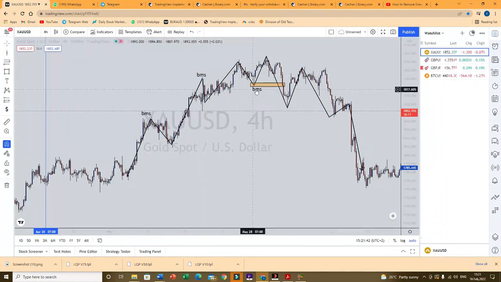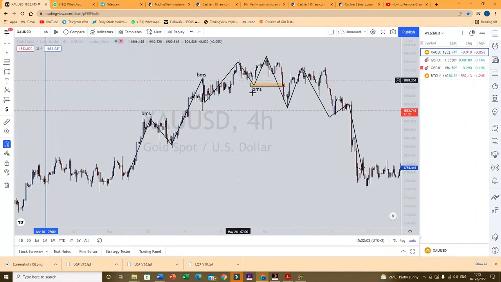But now our BMS is shifting to the inside of the structure, and now we are creating lower lows and lower highs. But previously we were creating higher highs and higher lows, right? So this is a sign of a reversal.